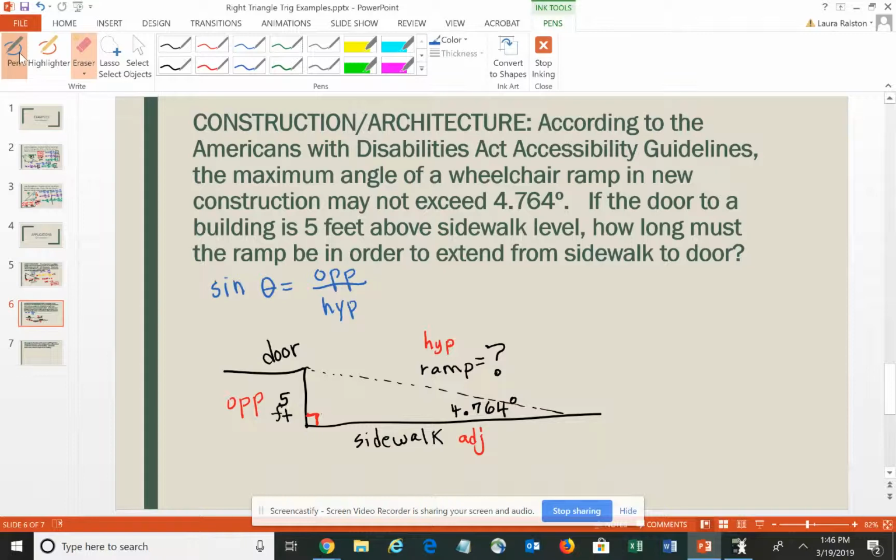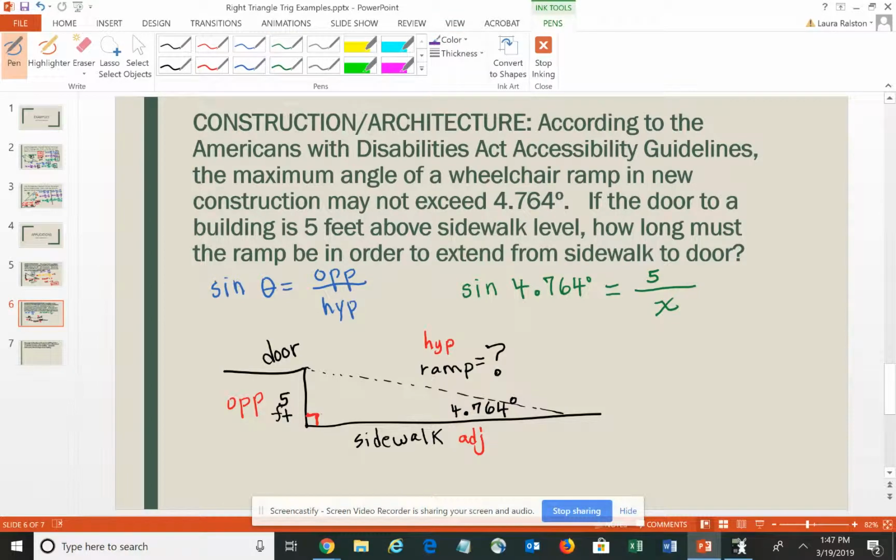Then I'm going to fill in, using that relationship, the information that I have from my description. So I would have the sine of 4.764 degrees is the opposite, which is 5, over the hypotenuse, which in our case is the x. And then I've got to solve that equation for x.